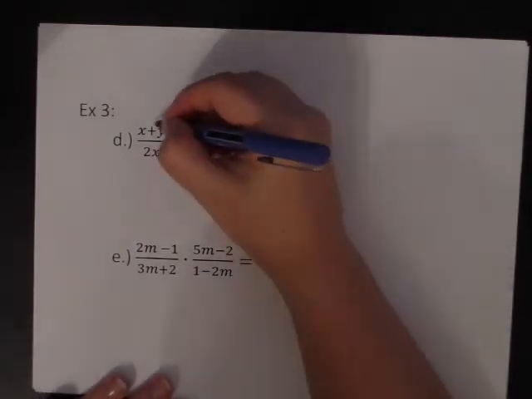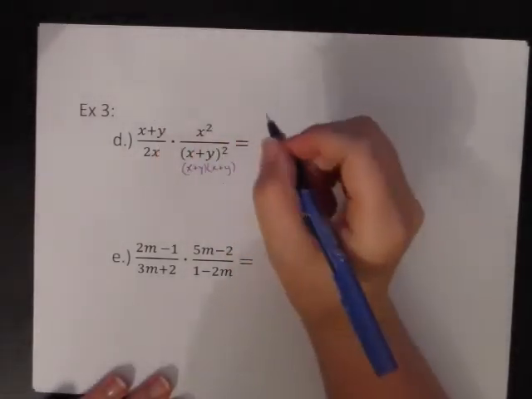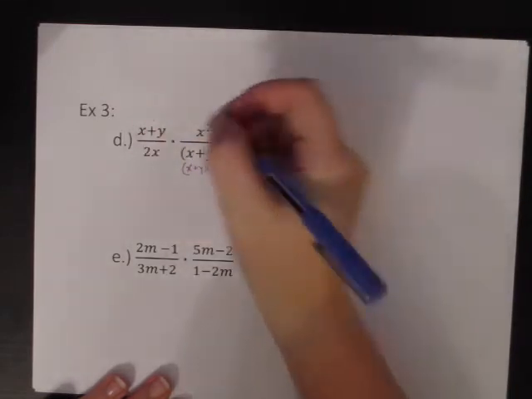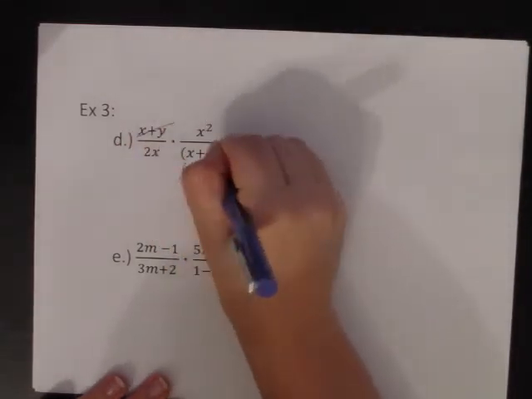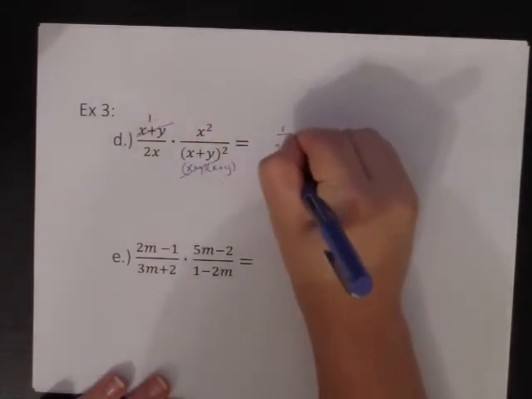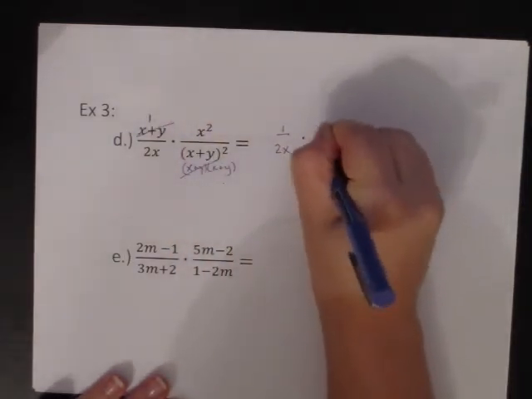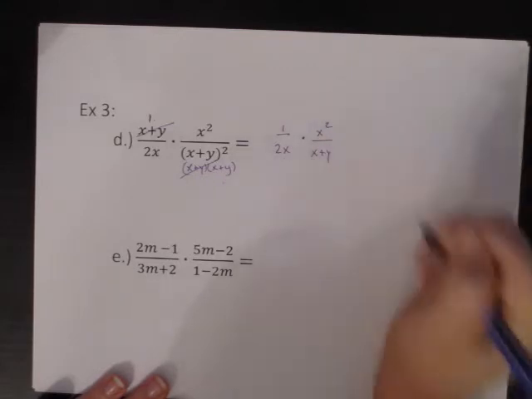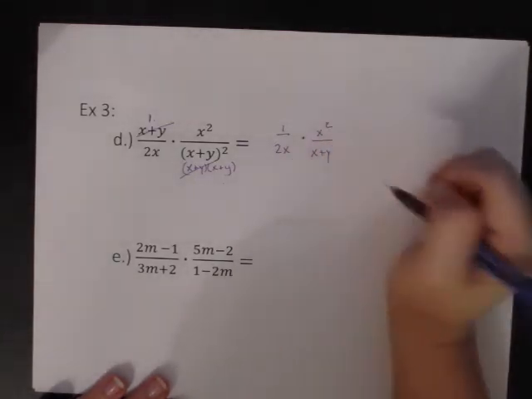Okay, so now I'm going to look to cross cancel, so I go from top to bottom. Remember, whatever is exactly the same can cross cancel, so this cancels and this cancels, leaving me with 1. So I have 1 over 2x times x squared over x plus y. Now I'm going to go from bottom to top.